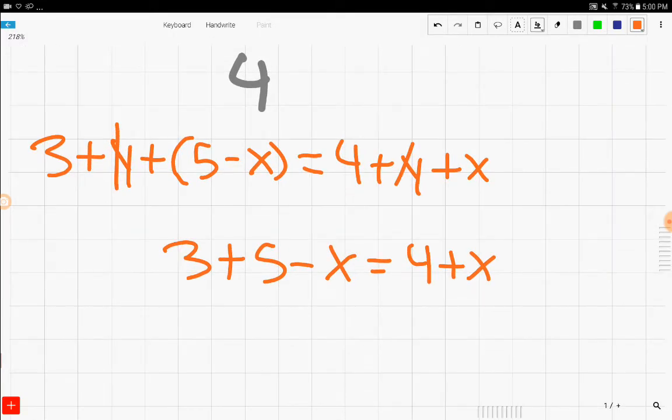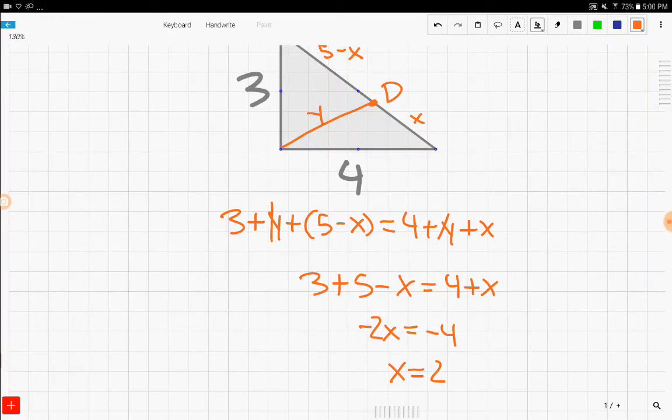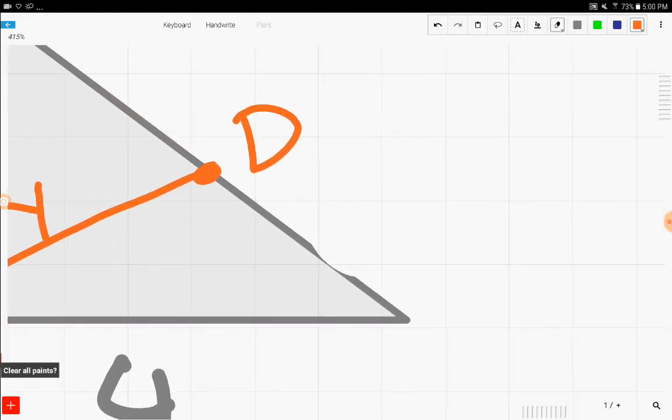Then we add these and we solve for x. We get negative 2x equals 4 minus 8, which is negative 4. And x ends up being 2. So we're almost done because we know that x is 2.